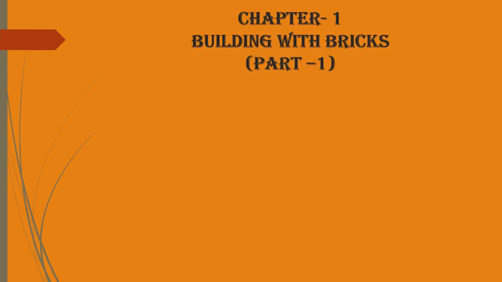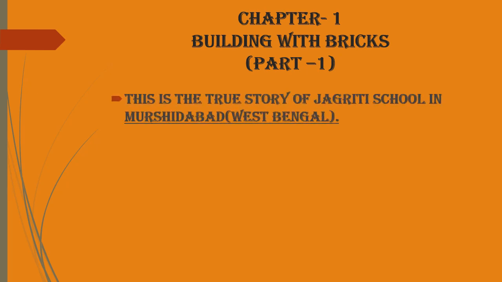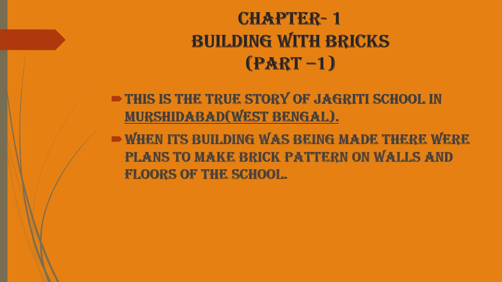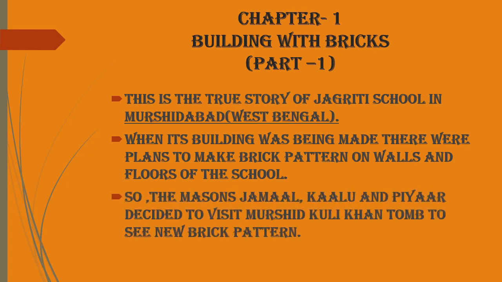This is the first part of the chapter and this is the true story of Jagriti School which is in Murshidabad of West Bengal. When its building was being made, there were plans to make brick pattern on walls and floors of the school. So the masons Jalal, Kalu and PR decided to visit Murshid Kuli town to see new brick pattern.